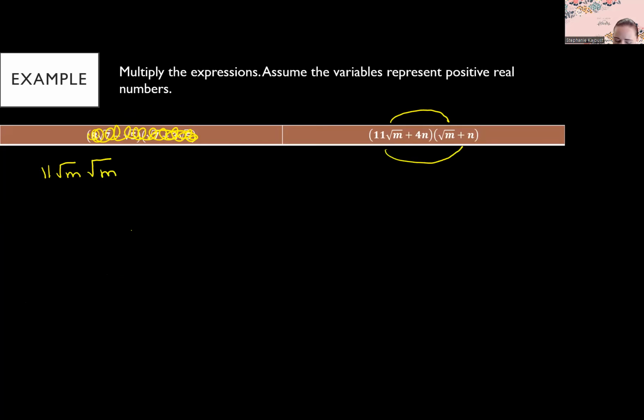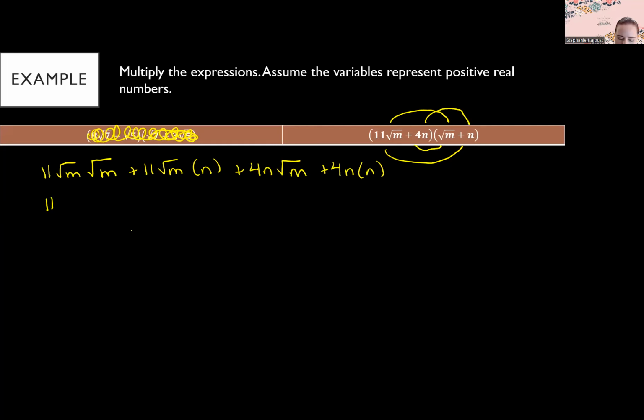Outside is 11m times n. And I put that n in parentheses so it doesn't look like it's in the radical. Inside plus 4n times the square root of m. And then last plus 4n times n. So once you've written down what you're multiplying, then you actually multiply.